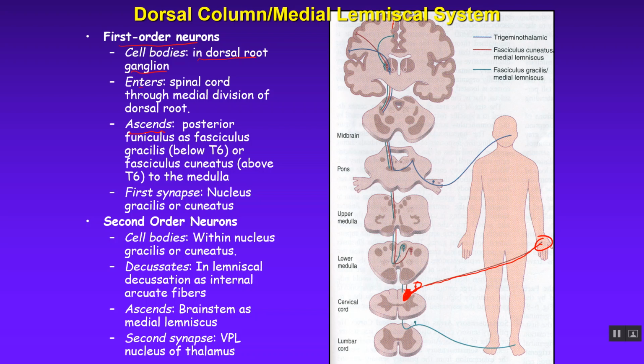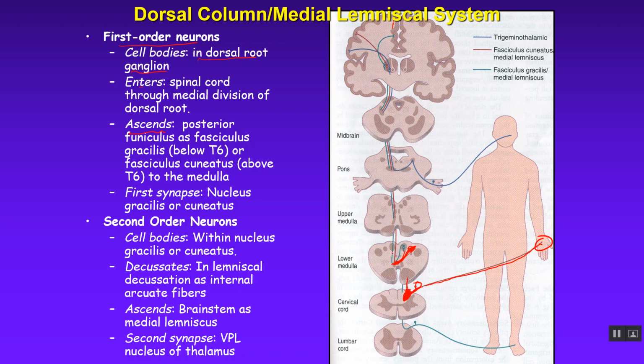Okay, so that's that. Goes up to the nucleus cuneatus. Synapses with the cell body in the nucleus cuneatus. That axon projects and crosses over right at that level of the lower medulla. That's called the decussation there. They call it the lemniscal decussation. It's a decussation of the medial lemniscus because it's crossing. Because you have information coming from this side, it's crossing over this way, from the other side of the body.